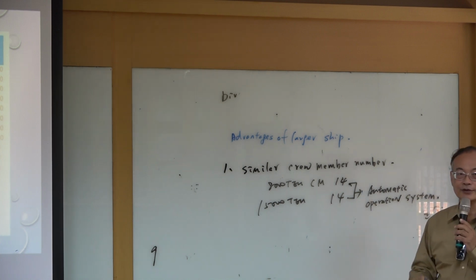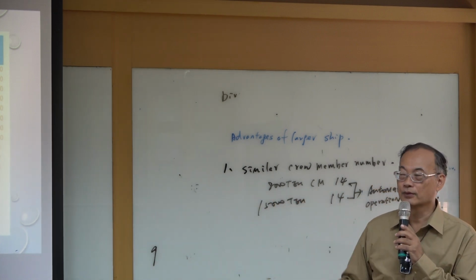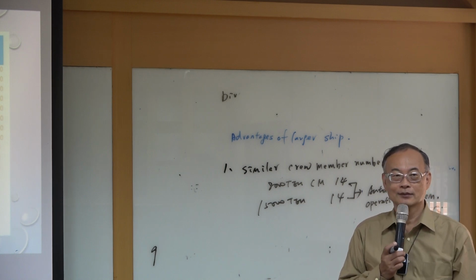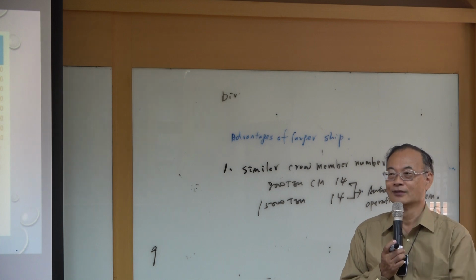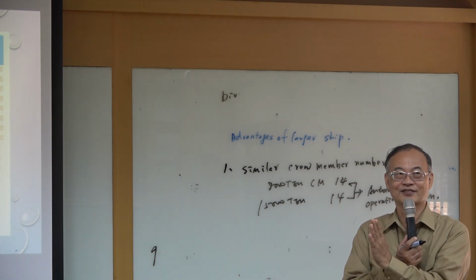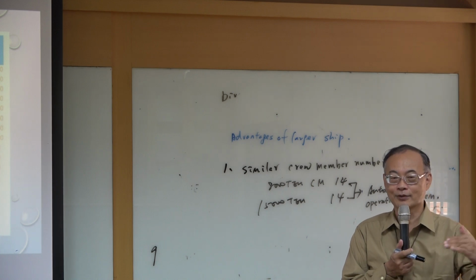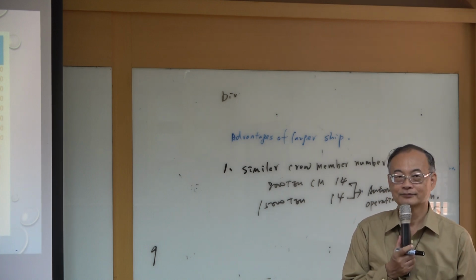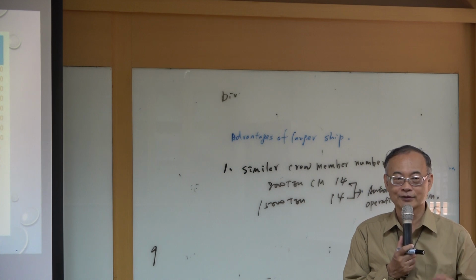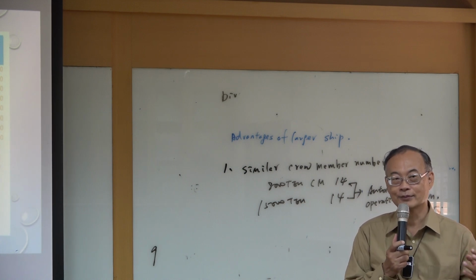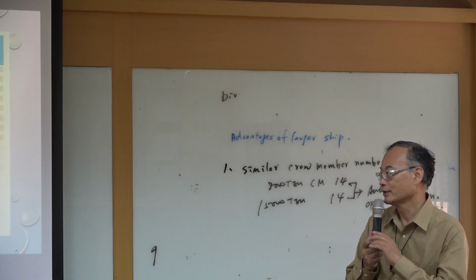So that means, sir, if your ship becomes bigger, of course your crew member number will not increase much. Yes, one captain, one chief engineer, one first officer, similar. And the remainder, of course, are seamen. So the crew member total is maybe 14, maybe 20, just like this number. That is because of the mega size ship. Yeah. Number two.